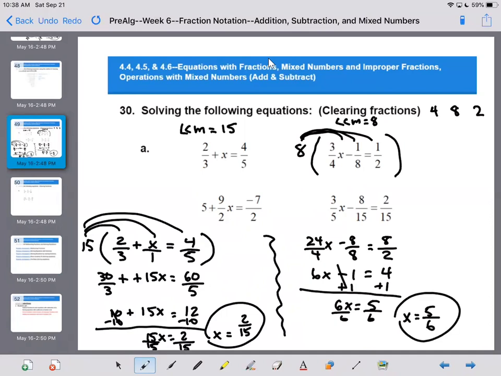So we're going to multiply the entire equation by the LCM. And then that's just going to help us clear out the fractions to work with whole numbers. It's not a trick. It's using the LCM to your advantage. You're just creating a new equation that is however many times bigger than your original. Well, if the LCM is 8, then you're creating an equation that's 8 times bigger than your original. If your LCM is 15, you're creating a new equation that's 15 times bigger than your original.